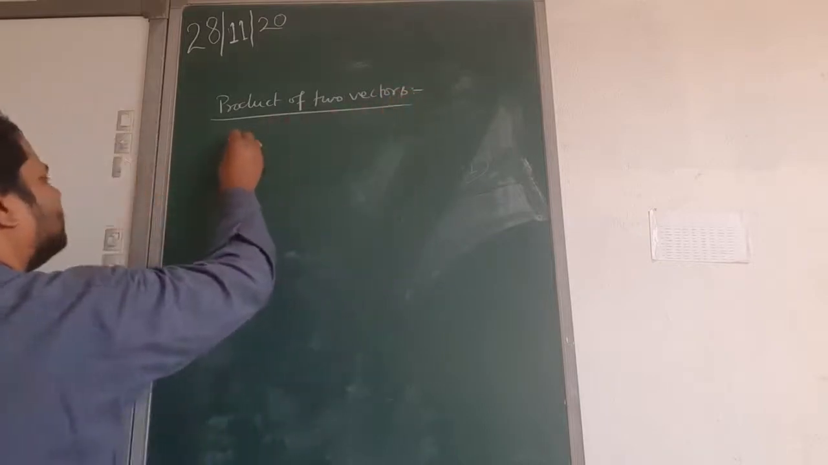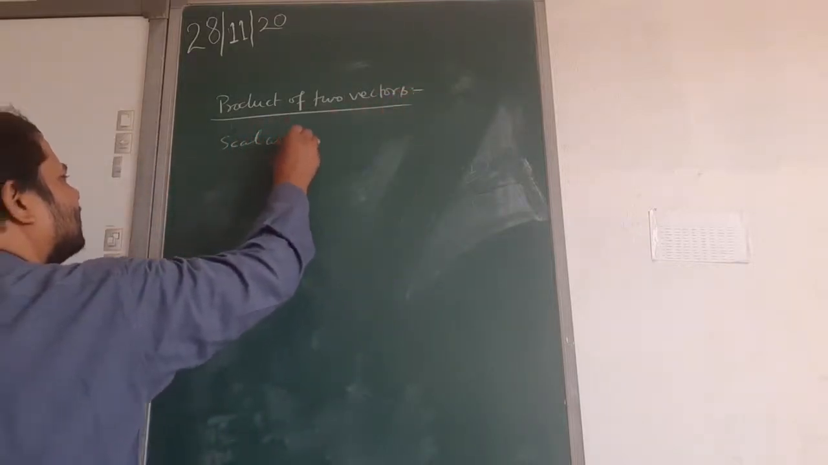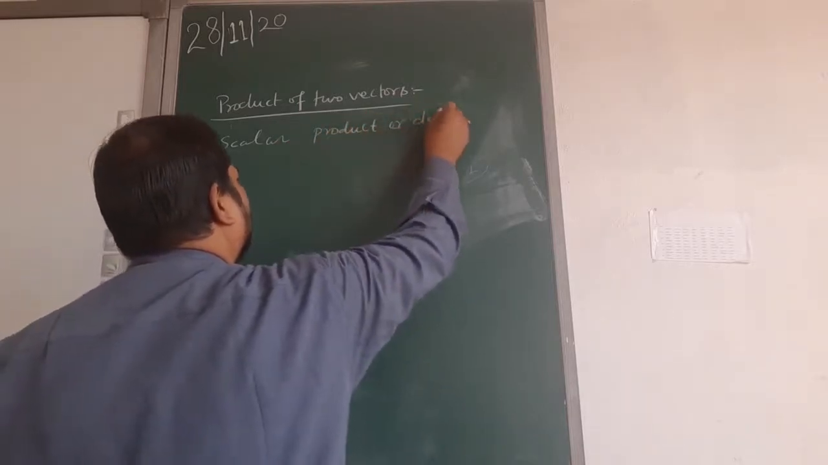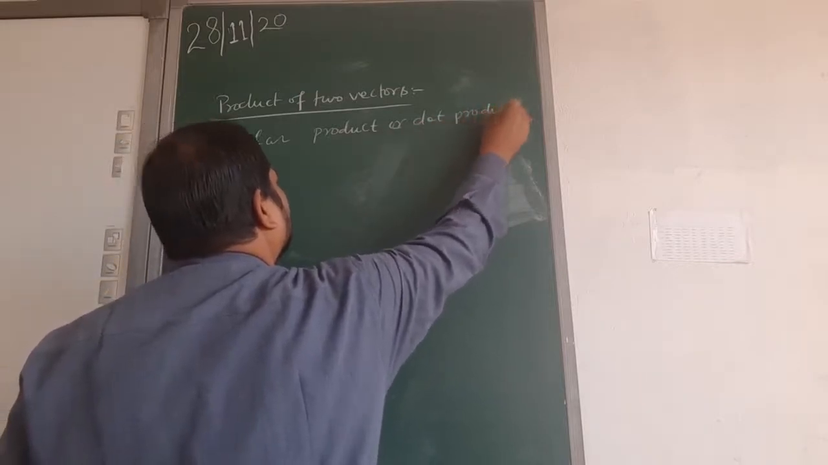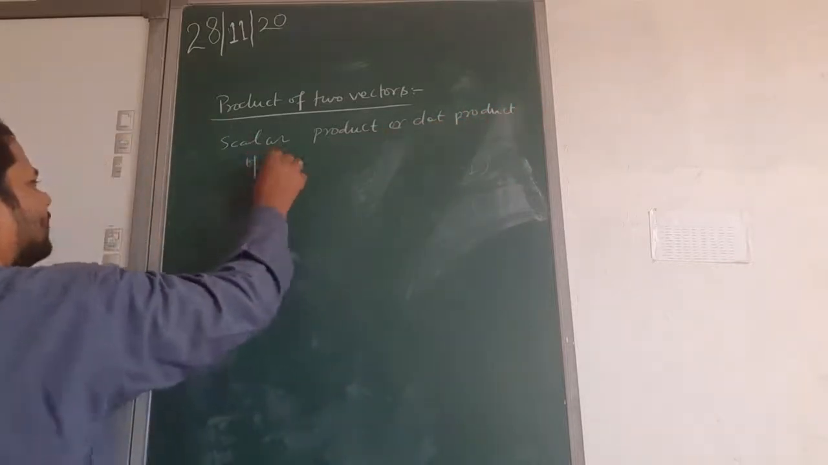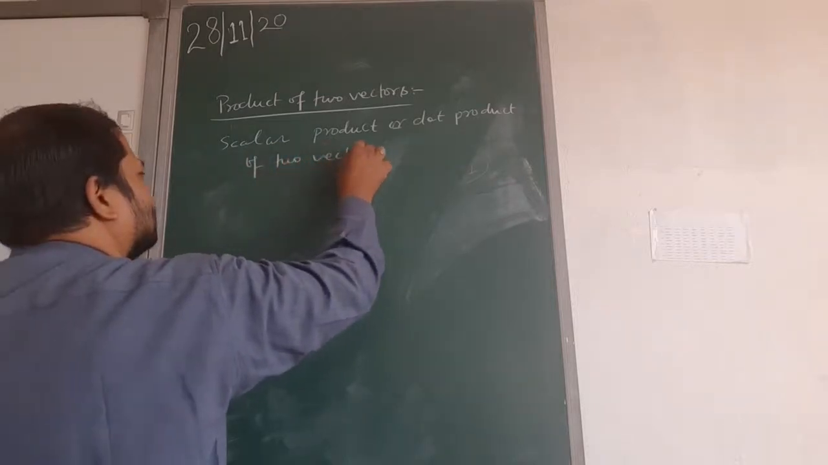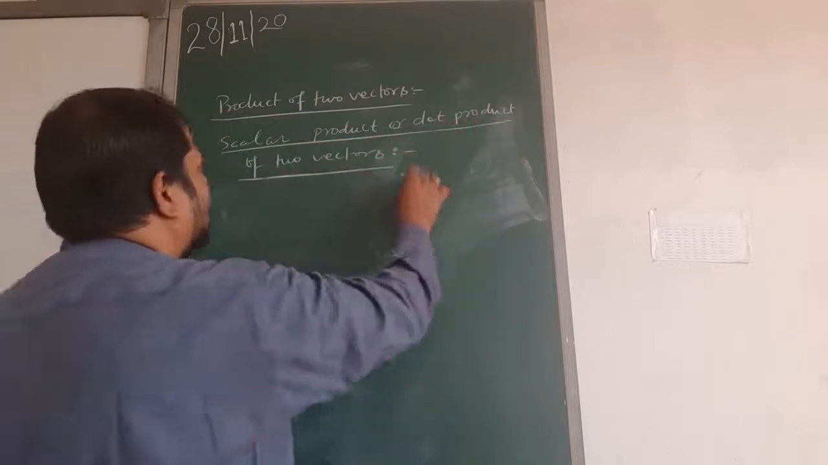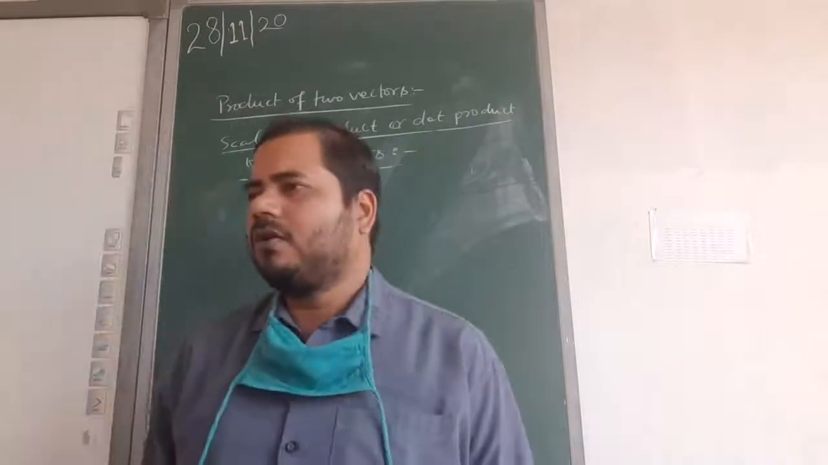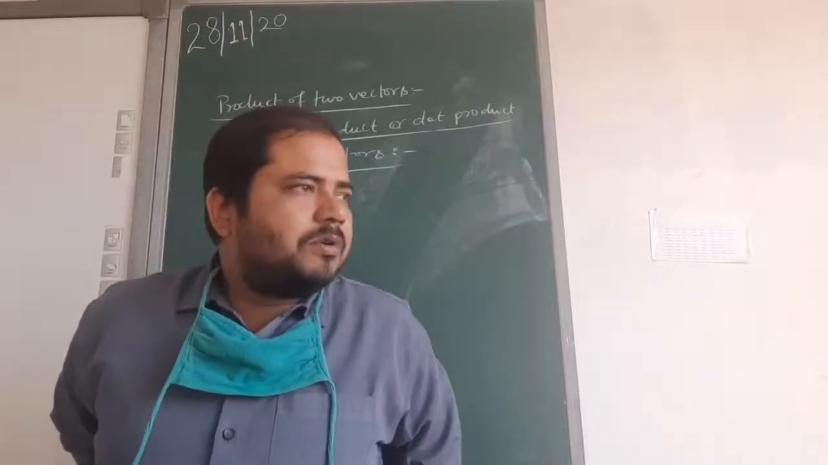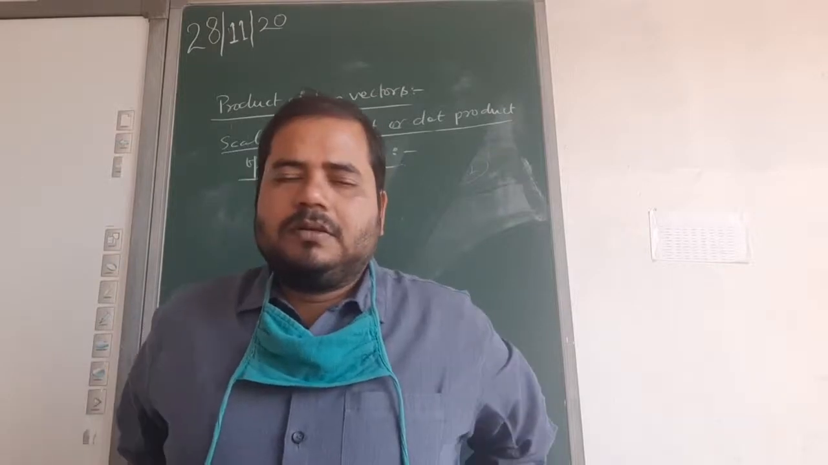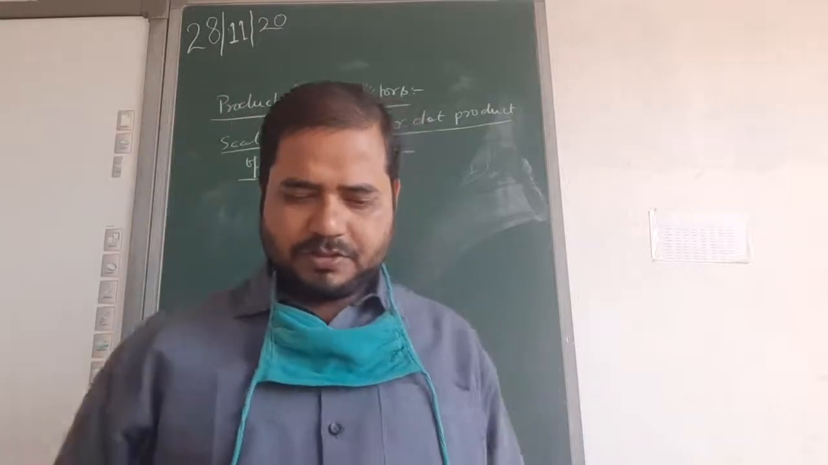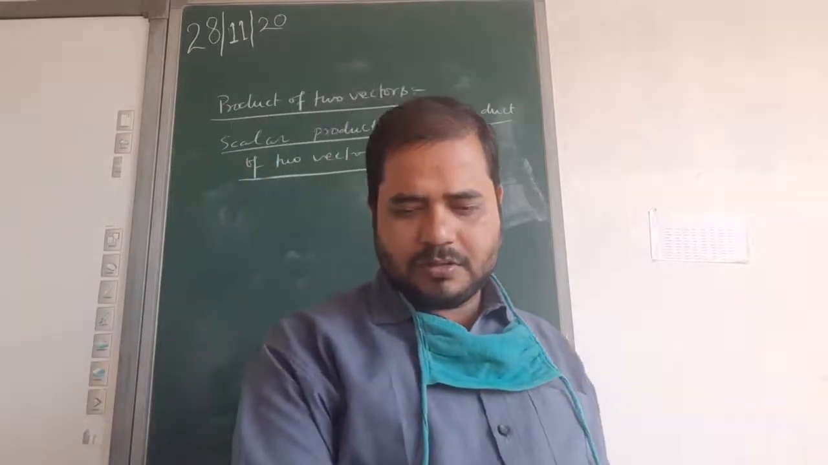Here we study scalar product or dot product of two vectors, and second one is the vector product or cross product. Okay. And afterward scalar triple product. So scalar triple product is not in your syllabus, but I'm just going to teach you. So scalar product or dot product.